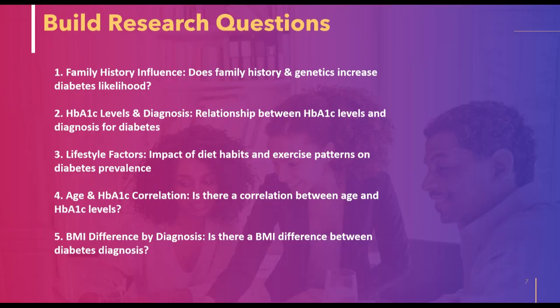So next, I would like to take you through the research questions we built for our analysis. From our very first research question, we checked whether family background and genetic history can impact the increase of diabetic likelihood. From the second research question, we tried to identify whether there is any correlation between the blood sugar level and the diabetic diagnosis.